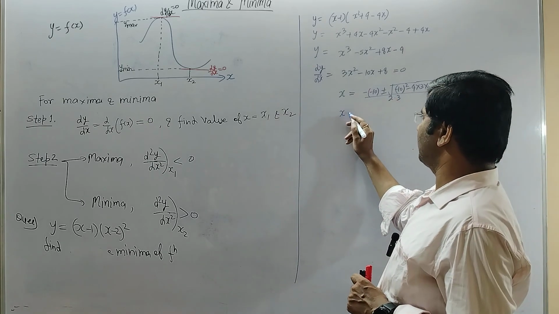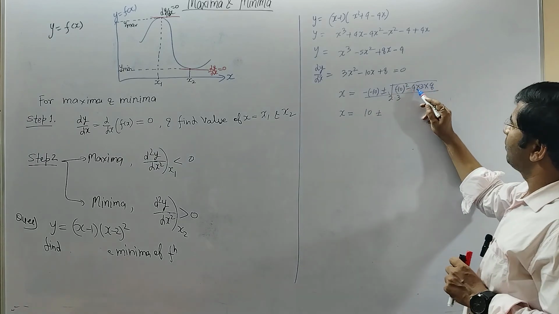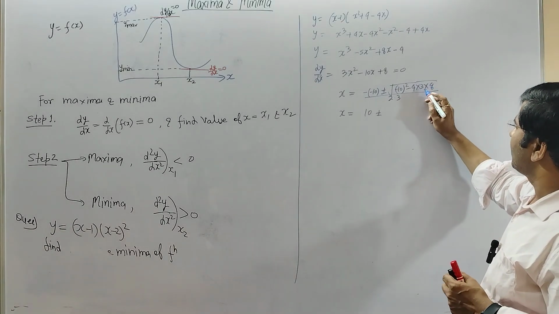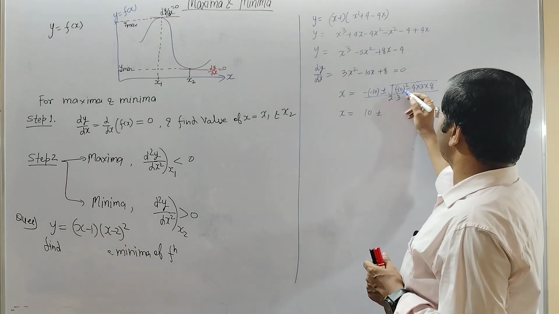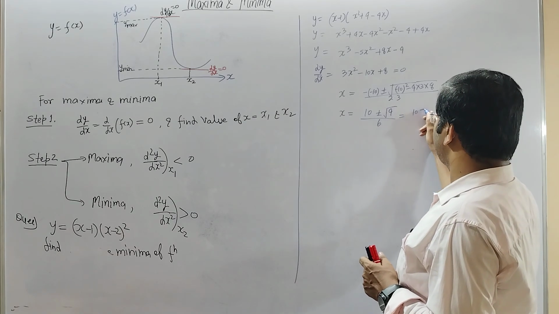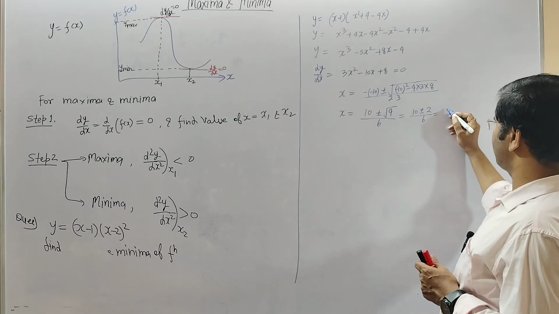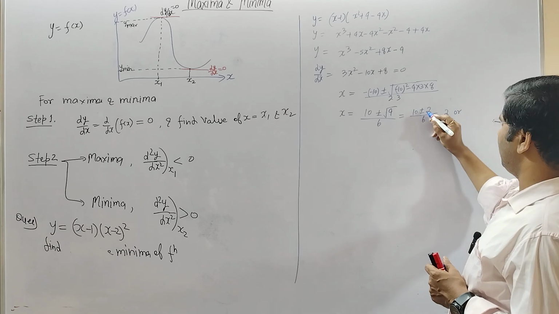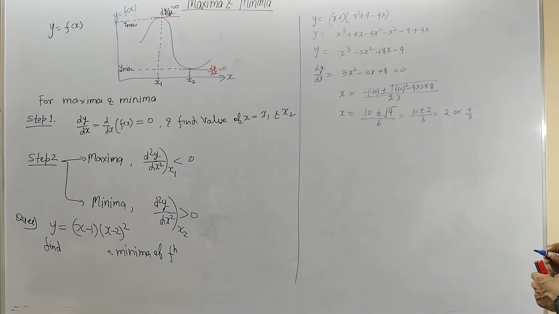Okay, so let me calculate this value. x equal to positive 10 plus minus under root 100 minus 4 into 3 into 8. 4 into 3 is 12, 12 into 8 is 96. So this will be 100 minus 96, 4, upon 6. So I'm getting here 10 plus minus 2 upon 6. So if I take positive, it will be 12 upon 6, so it will be 2, or if I take negative, 8 upon 6, it will be 4 upon 3. Okay, so these two values I'm getting here.